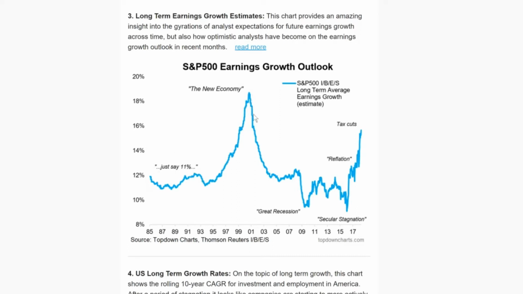And then of course once the enthusiasm waned, it came back down to that 11%, and then we've had these sort of structural things like there was a fear of a Great Depression, and that brought the future earnings outlook down, and the whole secular stagnation meme brought it down as well. Then reflation brought it back to where it should be, arguably, and then the tax cuts blew it up to the upside.